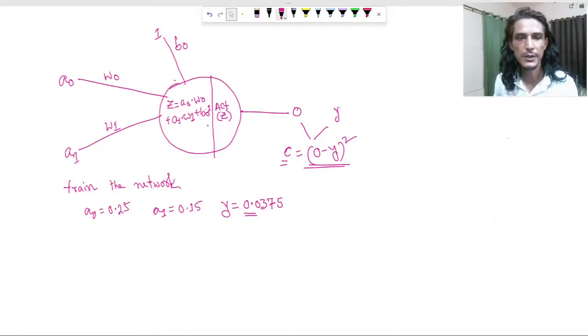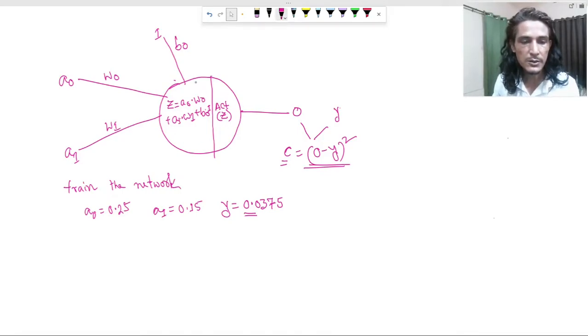In this part of the video, we'll be learning how we can train a very simple neural network that consists of only one neuron for this single training example. Let's first see what this neuron does.